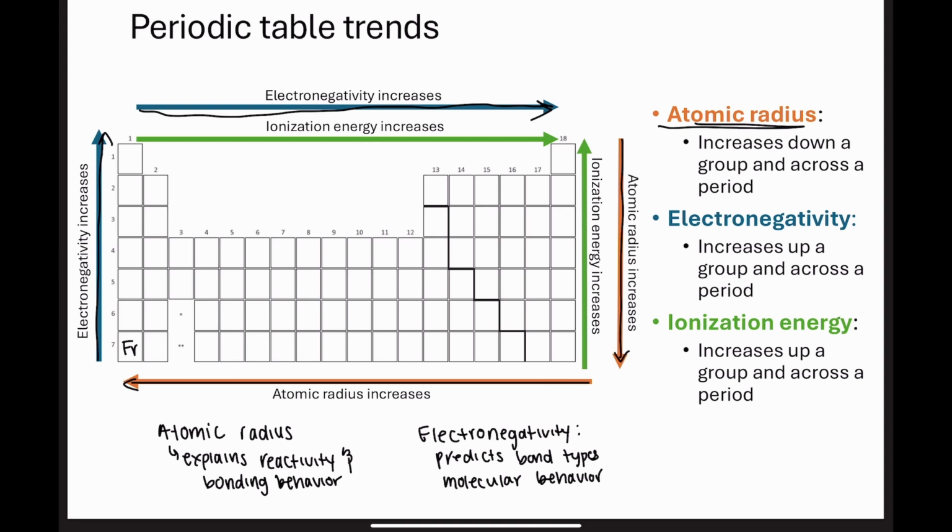And the last trend that we're going to talk about is our ionization energy. Ionization energy is the energy that is required to remove an electron from an atom when it is in a gaseous state. And like electronegativity, ionization energy is going to increase as we go up a group and when we go across a period from left to right. And it's important because it's going to indicate how easily an element can form cations. Right? So ionization energy indicates cation formation.